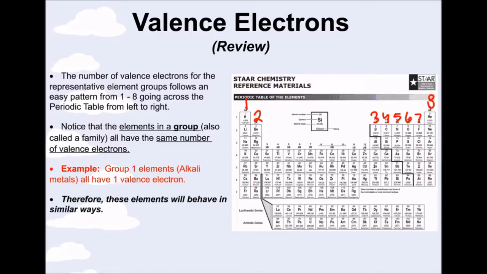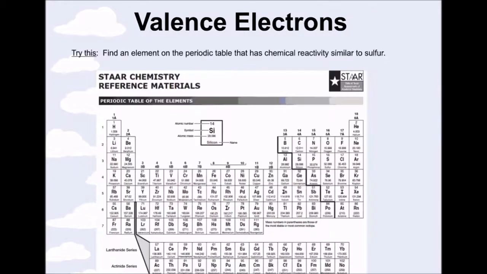There is an exception to this, though, and that's helium. Helium only has 2 electrons. It's impossible that it would have 8. So helium, on some periodic tables, will actually be located above beryllium. Okay, notice that the elements in a group, also called a family, all have the same number of valence electrons. For example, group 1 elements, known as the alkali metals, all have 1 valence electron. Therefore, they will behave in very similar ways.